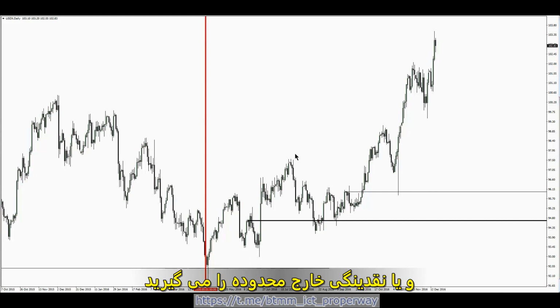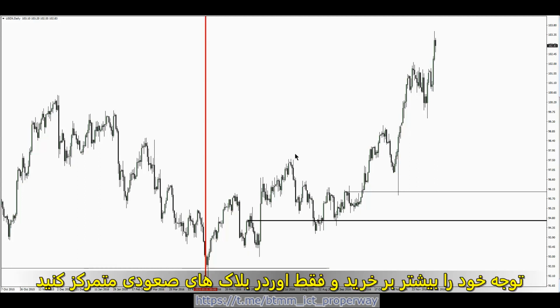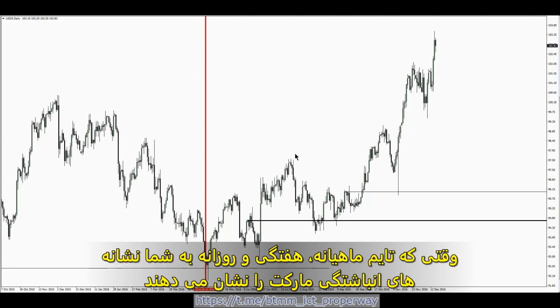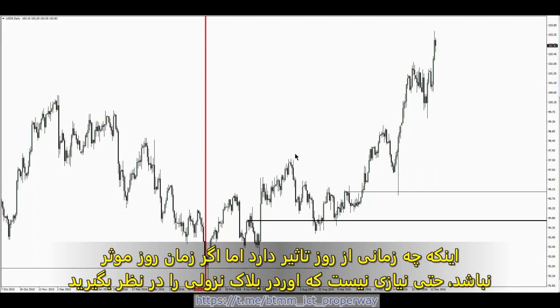So there's a lot of factors that you have to keep in mind, but this teaching was to focus your attention more on only getting on the long bullish order blocks when the monthly and the weekly and the daily show you clear indications that the market's being accumulated, and only using bearish order blocks, okay, to take profits when time of day is an impact. But if time of day is not in effect, you don't even consider the bearish order block.